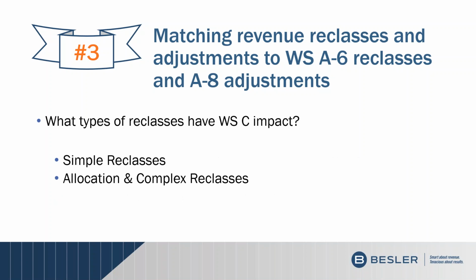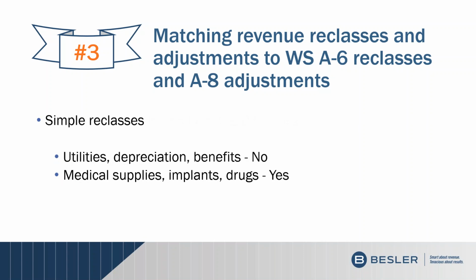What types of reclasses can have impact on Worksheet C? We call them simple reclasses and allocations or complex reclasses. Both of them can have an impact. What is a simple reclass? A simple reclass is basically an expense that is being moved from wherever it's booked to one place on the cost report. Examples of that are utilities, depreciation, benefits.